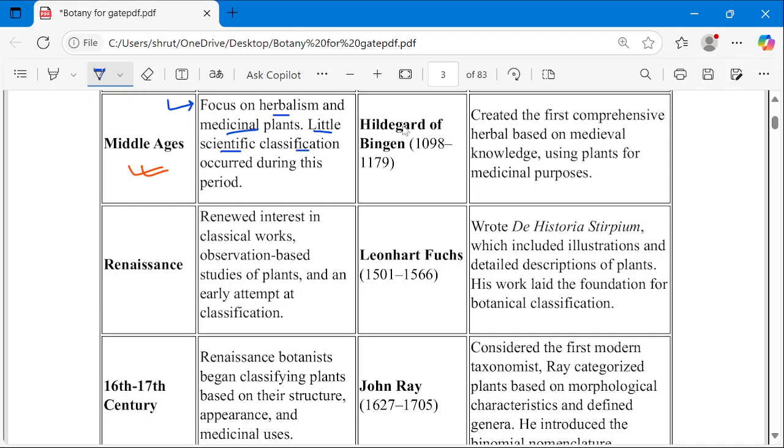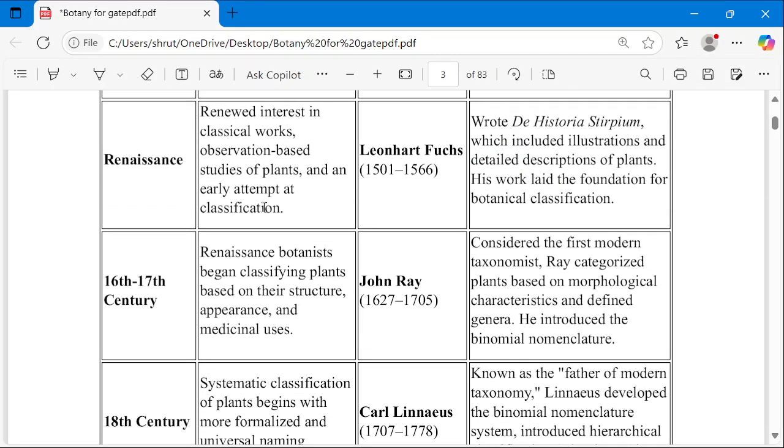The main scientist working here was Hildegard of Bingen, 1098 to 1179. She created the first comprehensive herbal based on medieval knowledge of using plants for medicinal purposes. So in this age or era too, the focus was on medicinal purposes.